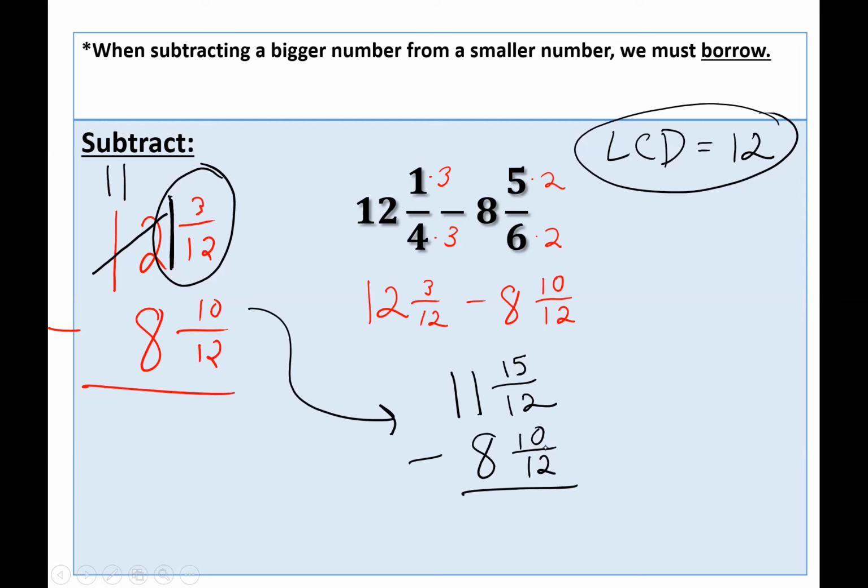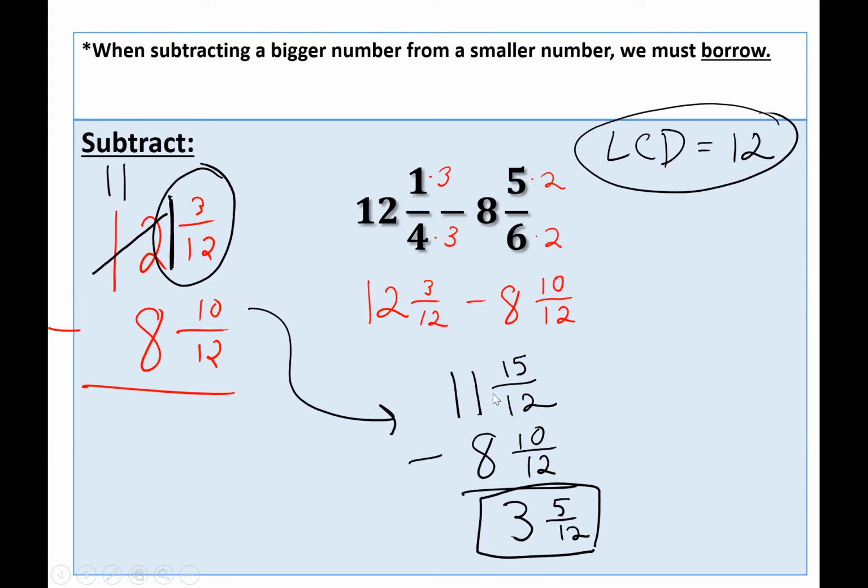15 minus 10, that is something we can do and get a positive number. So 15/12 minus 10/12 is 5/12. And then 11 minus 8 is 3. So our final answer for this problem is 3 and 5/12.